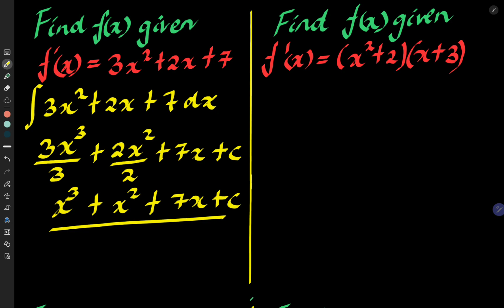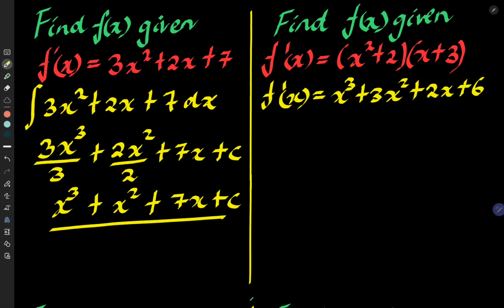Now, in the other example, we are given again the first derivative, and we are asked to find f of x. So in this kind of example, what you want to do first is to expand this bracket to simplify this function. Then this becomes x cubed plus 3x squared plus 2x, then plus 6. So once you've simplified that, now you can integrate so that you can determine the function of x.